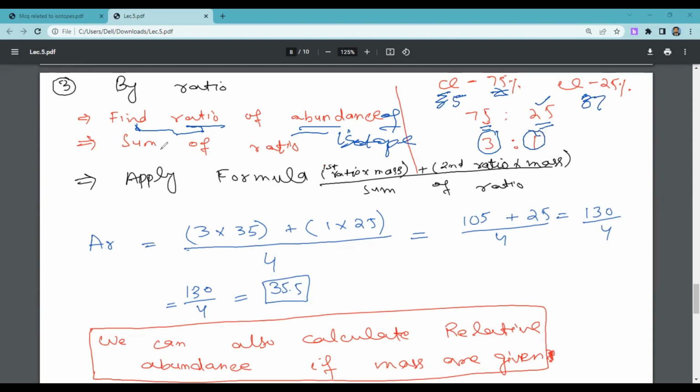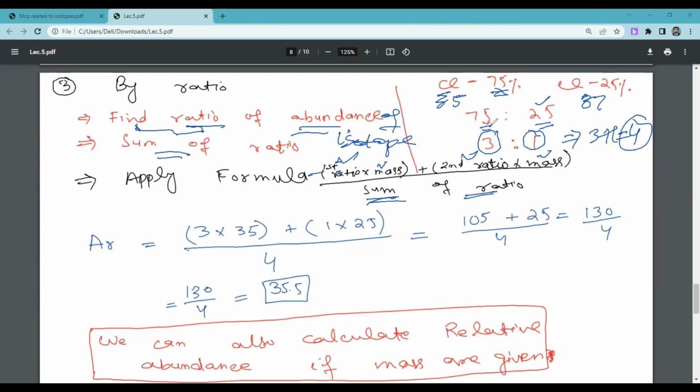Now apply the formula. Also take the sum of these values, 3 plus 1 is equal to 4. Now, what is the formula? The formula is: first ratio multiplied by its relative mass, plus the second ratio multiplied by its mass, all divided by the sum of the ratio.